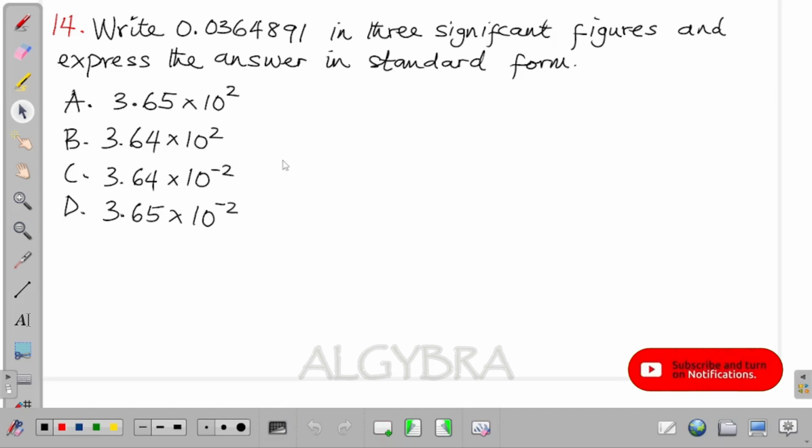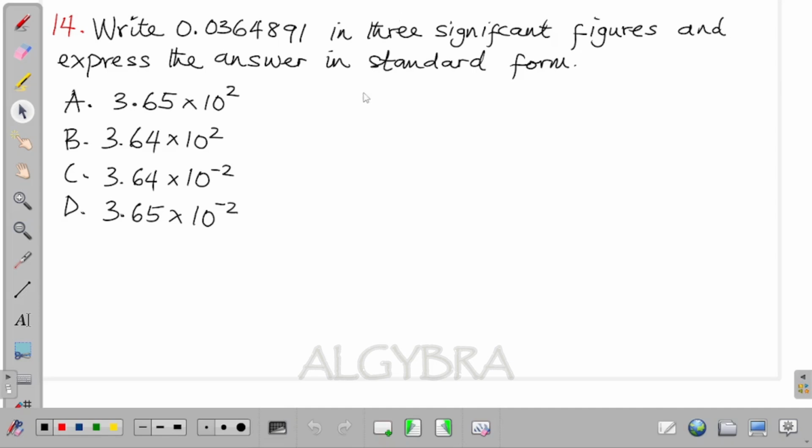Option A is 3.65 times 10 to the power of 2. Option B is 3.64 times 10 to the power of 2. Option C is 3.64 times 10 to the power of negative 2. Option D is 3.65 times 10 to the power of negative 2.